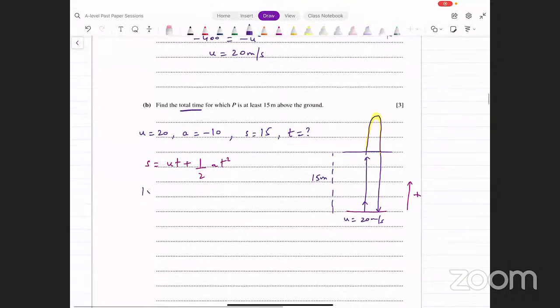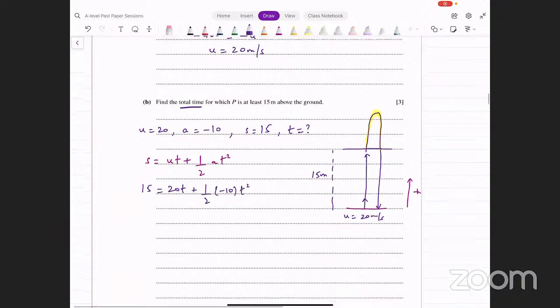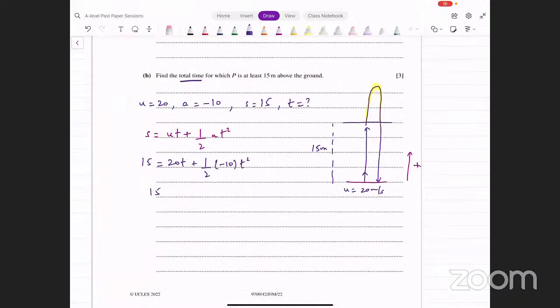S की value 15. U is 20 into T plus half into A, which is -10 into T square. ये आपके पास equation आ गई. Just need to solve this equation. 15 equals 20T minus 5T square, and that's going to give you 5T square minus 20T plus 15 equals 0. And that's T square minus 4T plus 3 equals 0.